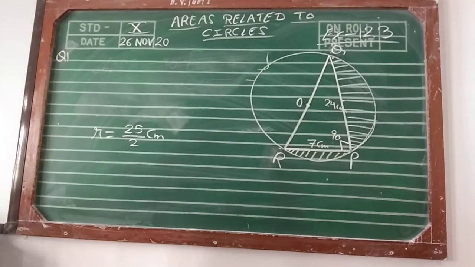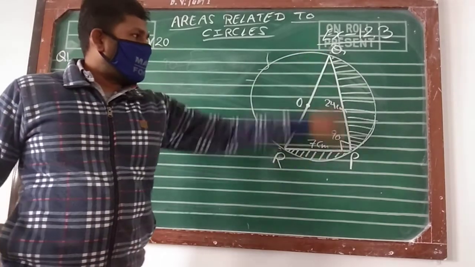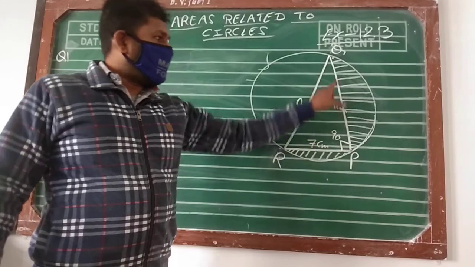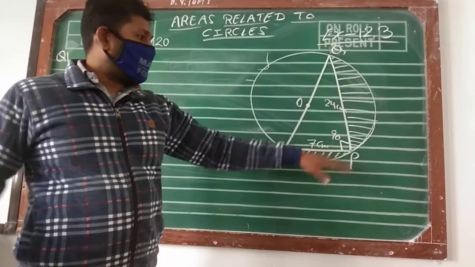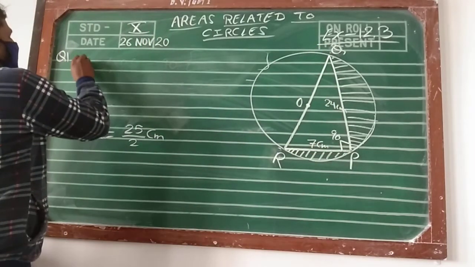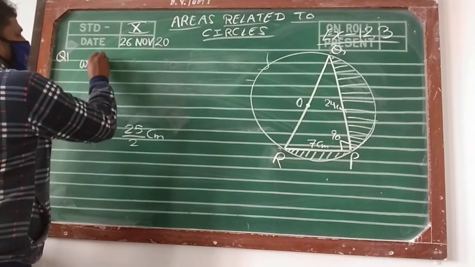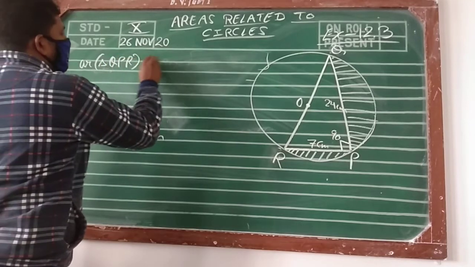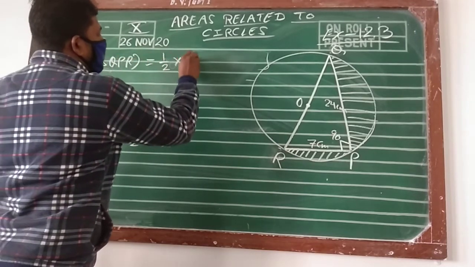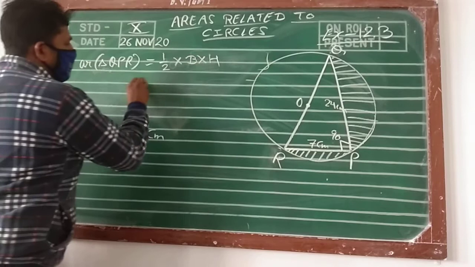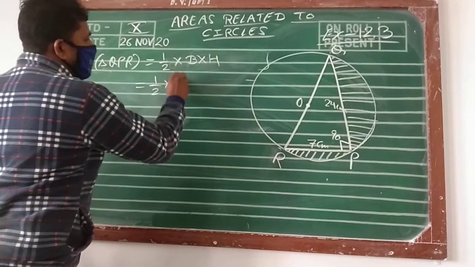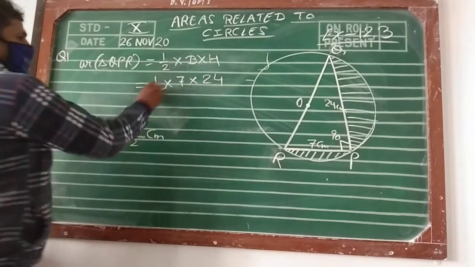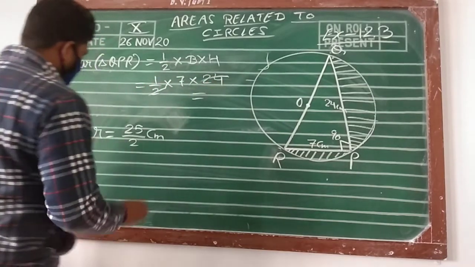Half base into height. Then what will be the base and height for this figure? You are taking 7 as the base and 24 as the height. Then the area of this triangle we are able to find. Area of triangle QPR is equal to half base into height, because we are getting a right angle triangle. Half, base 7, height 24. Solve this and write out the area.